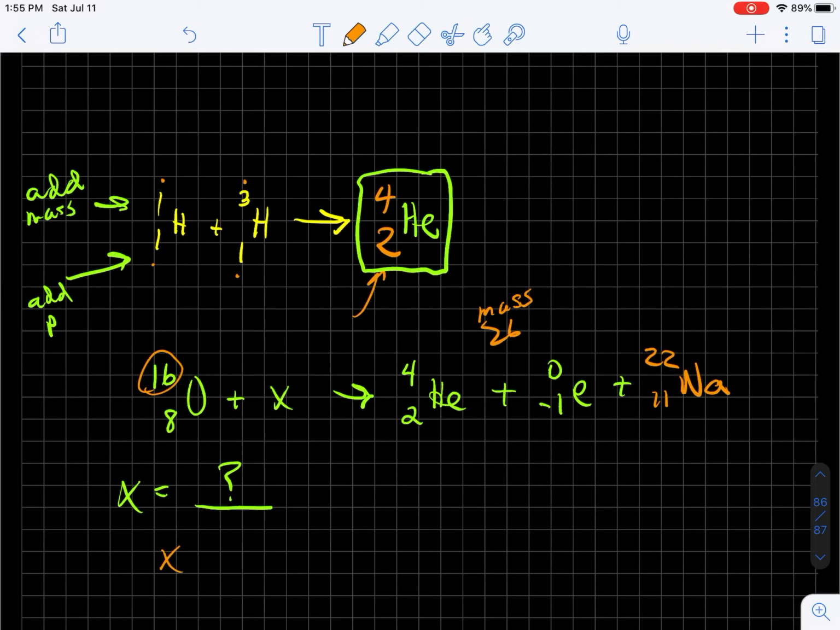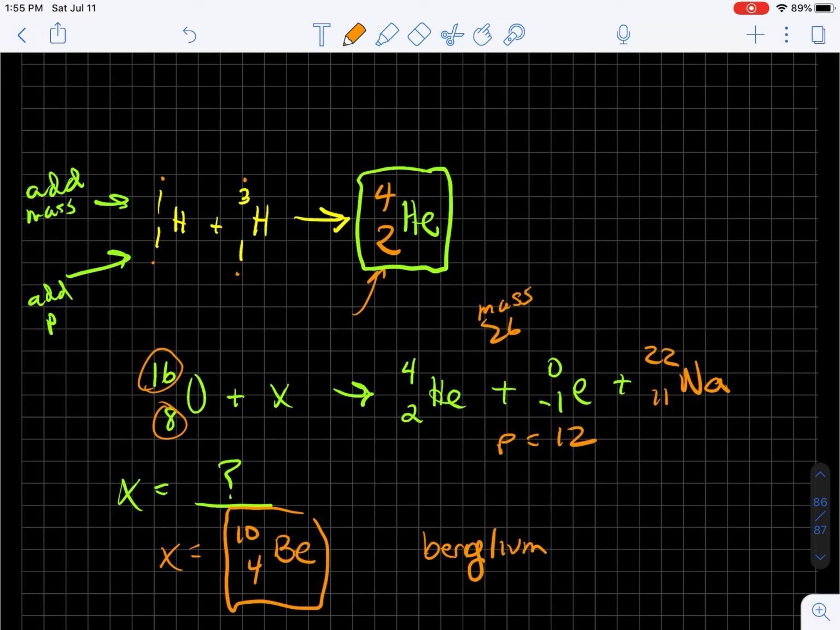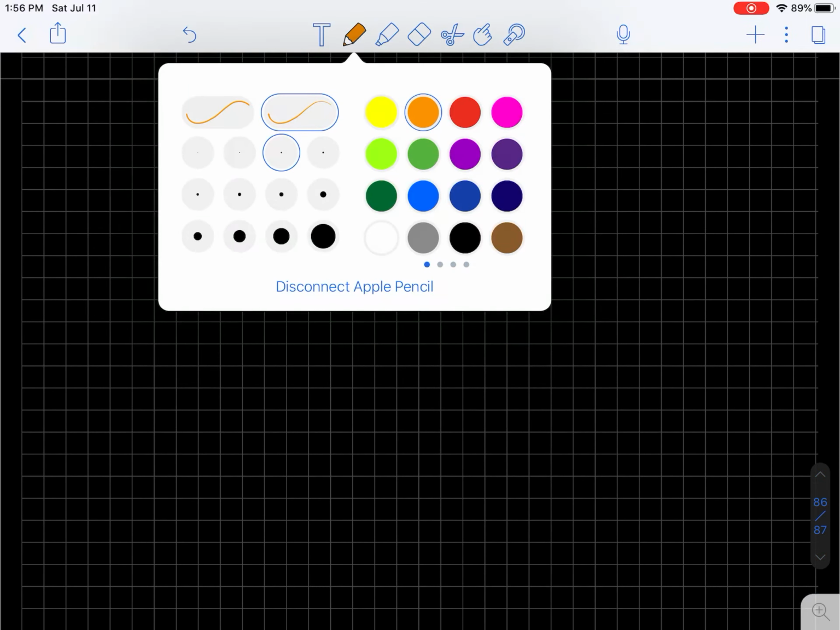So we know we have a mass of 16 here on the left, and we have a total mass of 26 on the right. So that means that our particle X has to have a mass of 10. We have a total of 11 plus 2 minus 1, so 12 protons. And we already have 8 protons here on the right, so our particle has to have 4 protons and a mass of 10. And then we look up that particle on the periodic table, and it's beryllium. Now, they could ask you for the isotope notation as the answer, or they could ask you to write nuclide notation. So we'd write this as beryllium-10.